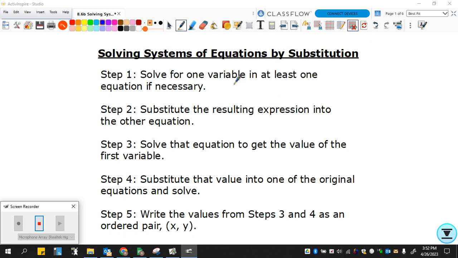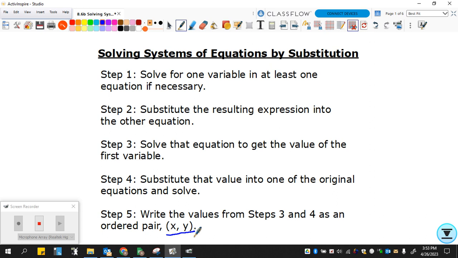You solve for one of the variables in at least one equation if that's necessary. Sometimes one of the variables is already isolated in one of the equations, or maybe even in both equations. But if not, you need to solve for one variable in one of the equations anyway. Then you substitute that resulting expression into the other equation and solve it to get the numerical value for that first variable. Once you know the numerical value for the first variable, you plug that into the other equation. Actually, you can plug it into either one of the two equations, and you solve it to find the value of the second variable. The last step is to write it as an ordered pair, x and then y.